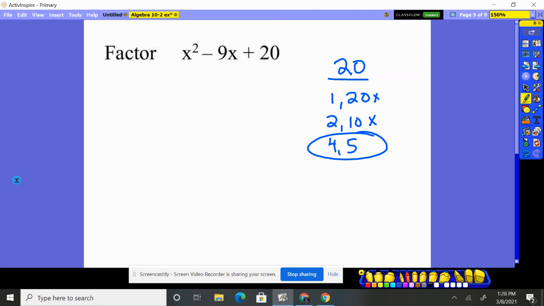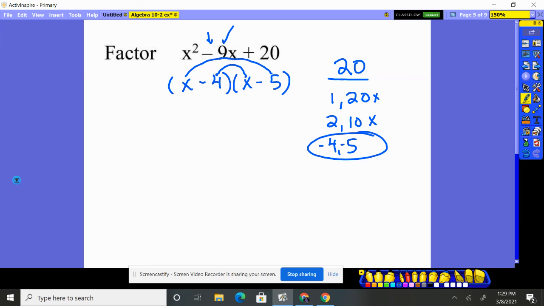We must remember, to create a positive 20, either both pieces are positive or both pieces are negative. A negative 4 times a negative 5 does give you positive 20. And since that right there is negative, that tells me both the pieces had to be negative here. So we can see it's x minus 4, x minus 5, because negative 4 times negative 5 is a positive 20. And then when we do this, minus 4x, minus 5x, it does give me the minus 9x that I need.